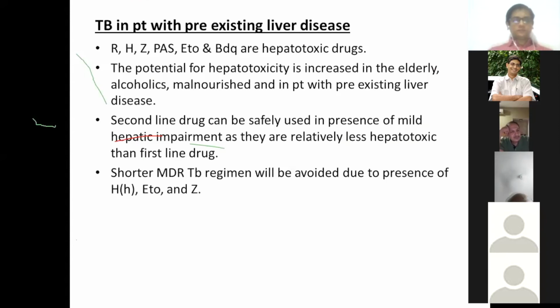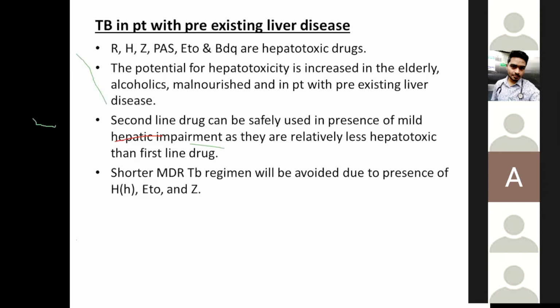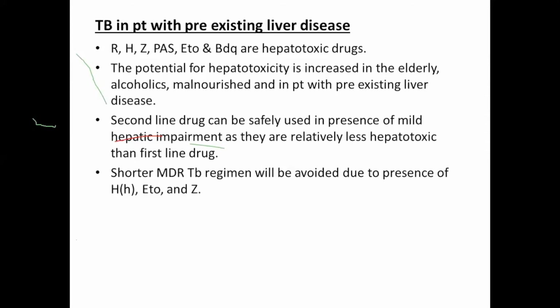TB in a patient with pre-existing liver disease. Rifampicin, INH, pyrazinamide, PAS, ethionamide and bedaquiline are hepatotoxic drugs. The potential for hepatotoxicity increases in the elderly, alcoholics, the malnourished, and in patients with pre-existing liver disease. Second-line drugs can be used in the presence of mild hepatic impairment, as they are relatively less hepatotoxic than the first-line drugs. The shorter MDR TB regimen will be avoided due to the presence of these drugs.